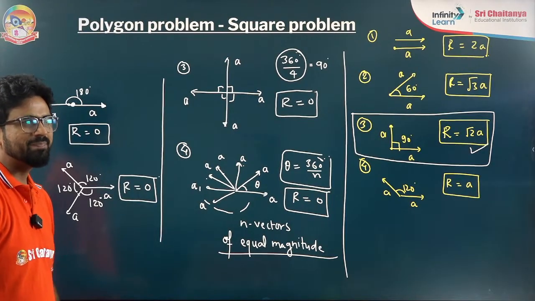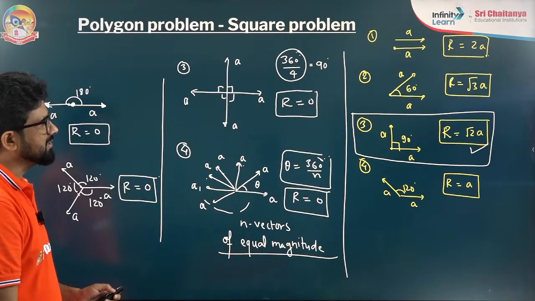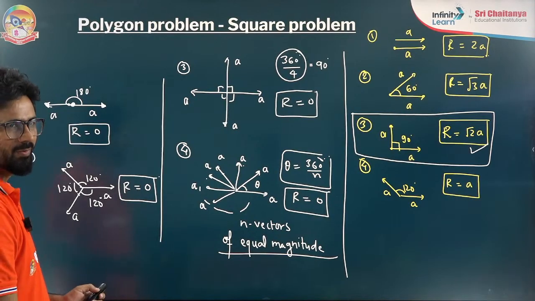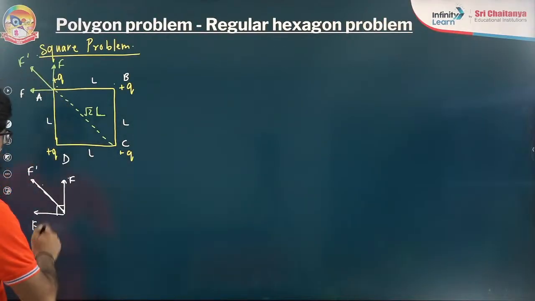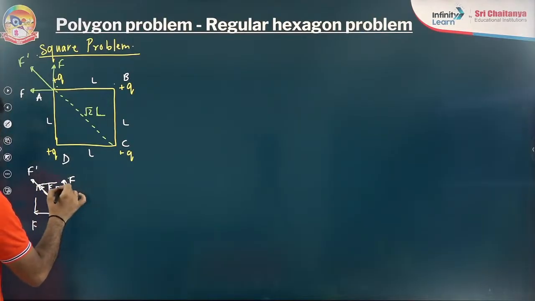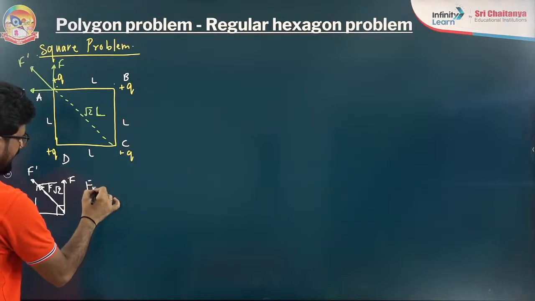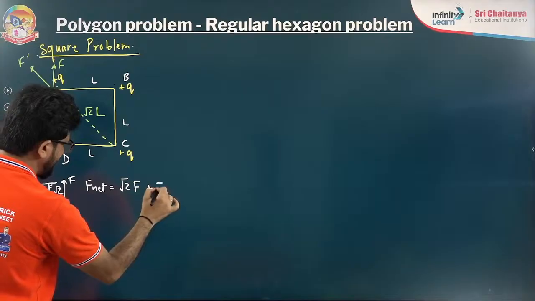Thank you, beta. Okay, other people, please put your text, whether it is clear to you or not. Now what is the resultant of F and F? That would be F root 2. So what is the net force? Net force is equal to root 2 times F plus F prime.